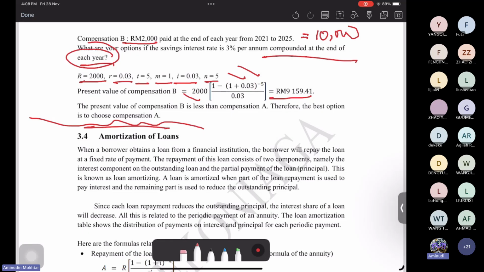Before I proceed to topic 3.4, I think we had better take a break for 50 minutes. Can we take a break for 50 minutes? Or do you have any questions? No questions, doctor. Okay, if so, we take a break for 50 minutes. We will continue at 4:25. Is it okay? Okay, we take a break.